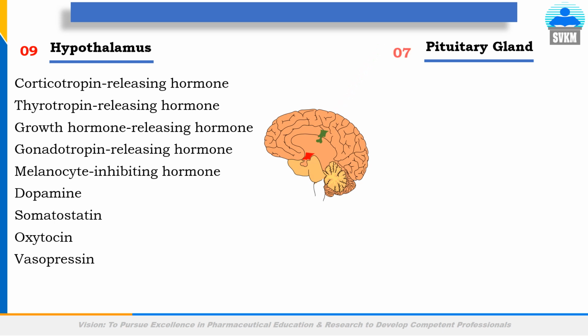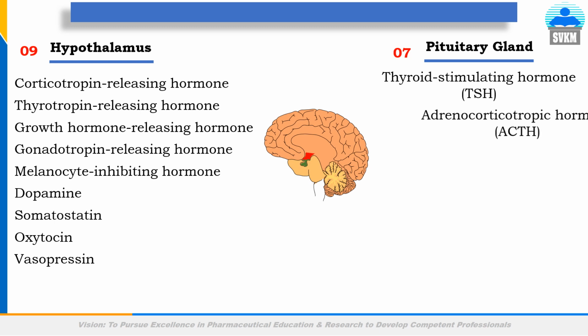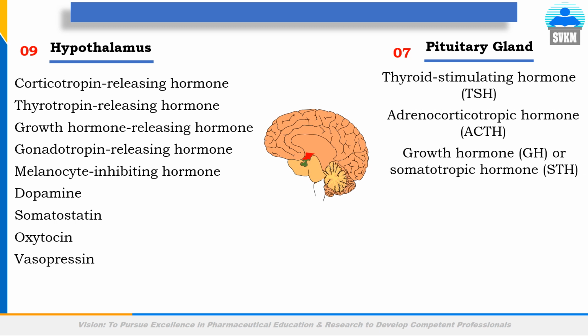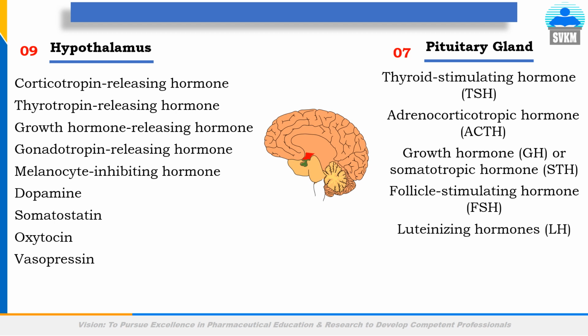The pituitary gland releases seven different hormones, namely thyroid stimulating hormone or TSH, adrenocorticotropic hormone that is ACTH, growth hormone or somatotropic hormone that is STH or GH, follicle stimulating hormone that is FSH, luteinizing hormone that is LH, prolactin, oxytocin, and antidiuretic hormone that is ADH.